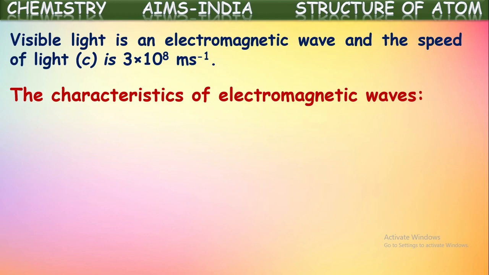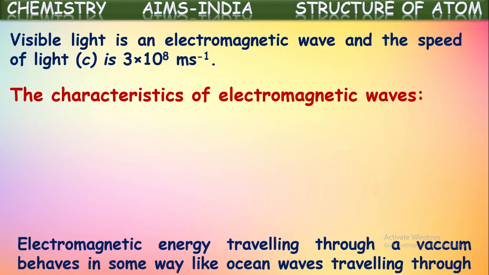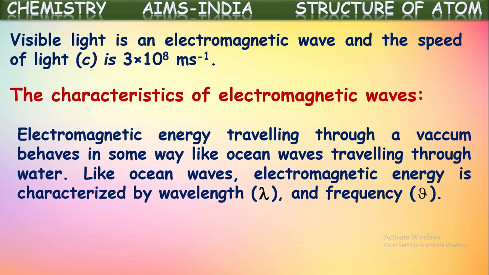Now let us see the characteristics of these electromagnetic waves, just like visible light. Electromagnetic energy traveling through a vacuum behaves in some ways like ocean waves traveling through water. Yes, these electromagnetic waves behave like ocean waves traveling through water. And these electromagnetic waves can travel even through a vacuum. They travel through a medium as well as a vacuum. Actually, they do not need any medium for their propagation.